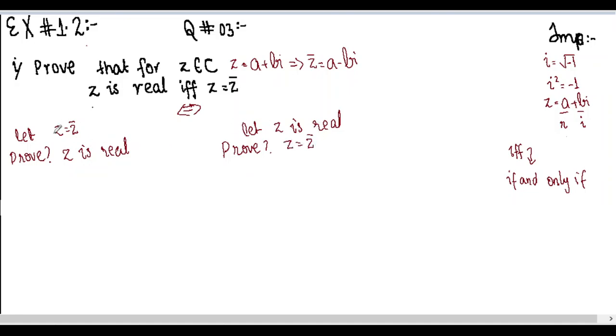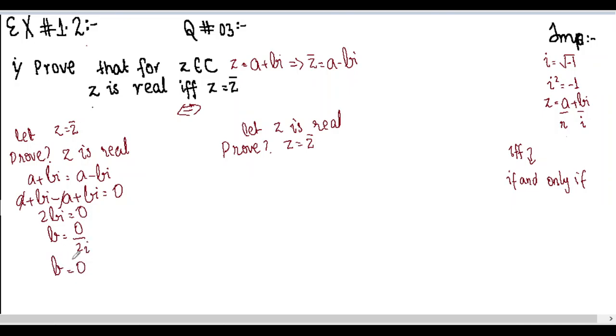So first of all, we have to put z and z conjugate equal. This is z and this is z conjugate. We have to put them equal. So we can write it as a plus b iota equals a minus b iota. Shifting these two terms over here, we get a plus b iota minus a plus b iota equals 0. Now we can cancel a, and b iota plus b iota gives us 2b iota equals 0. And b equals 0 divided by 2 iota. 0 by 2 iota gives us 0, so b equals 0.